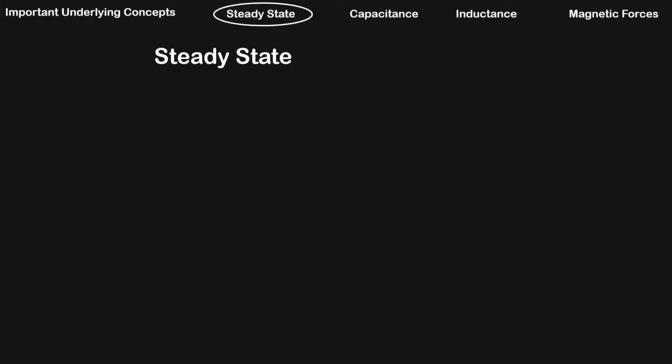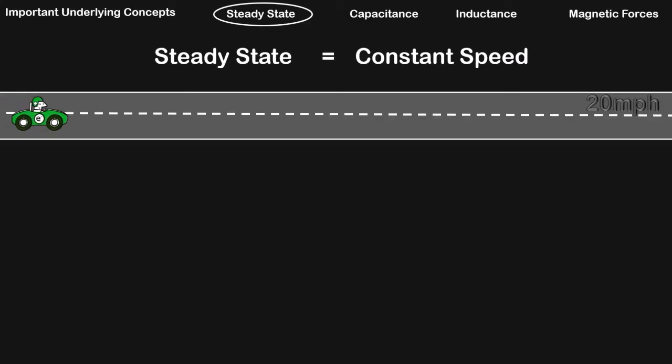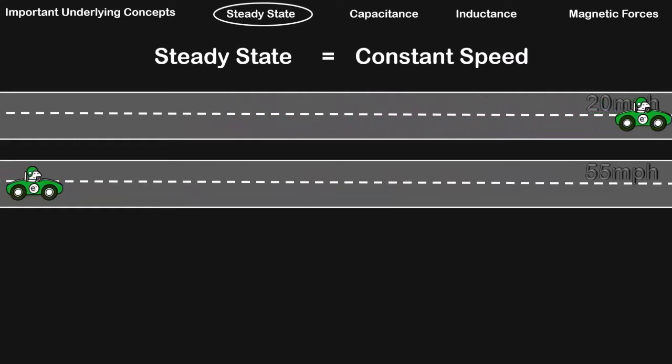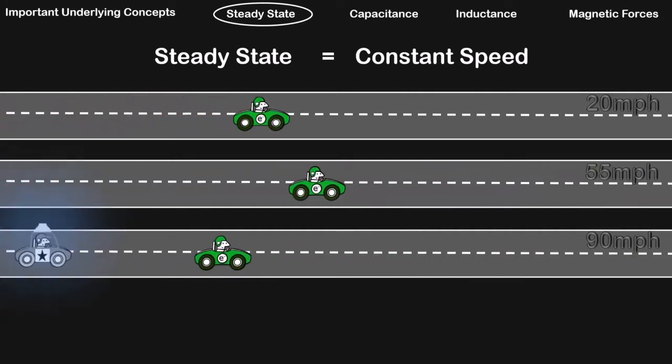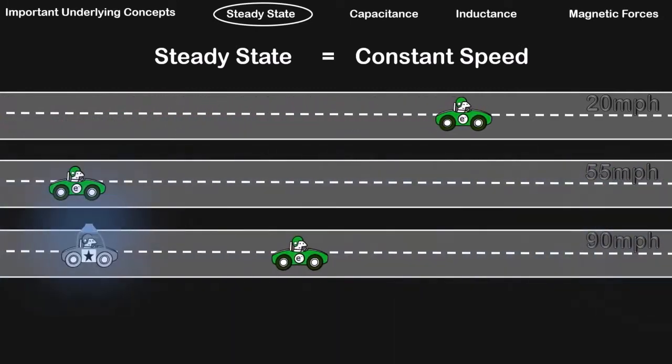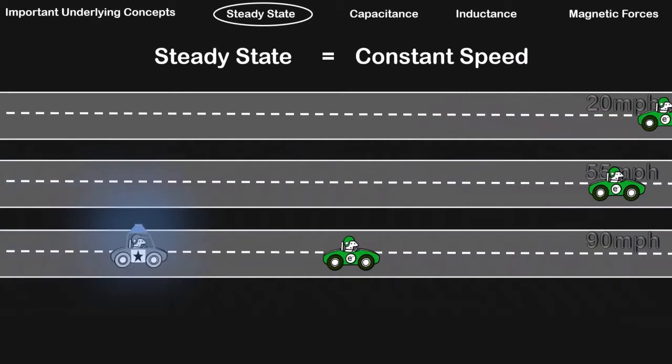Steady state, what do we mean by that? Steady state in electricity simply means constant speed. As we will see later, this specifically will mean steady state electrical current. But thinking about cars helps visualize the concept. This car is going slow, but a steady 20 miles per hour. This car is going faster at 55 miles per hour, and this car is cooking along at 90 miles per hour. Are any of these speeds constant?